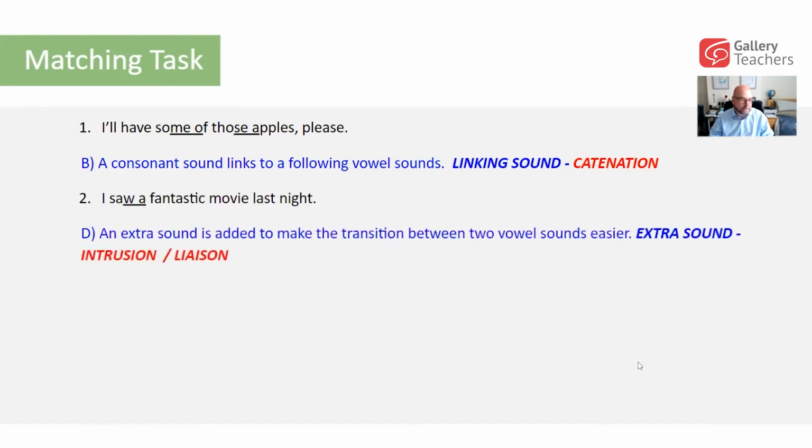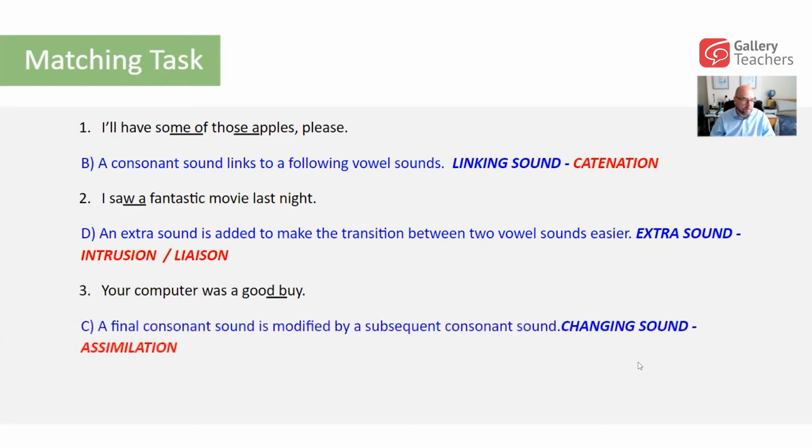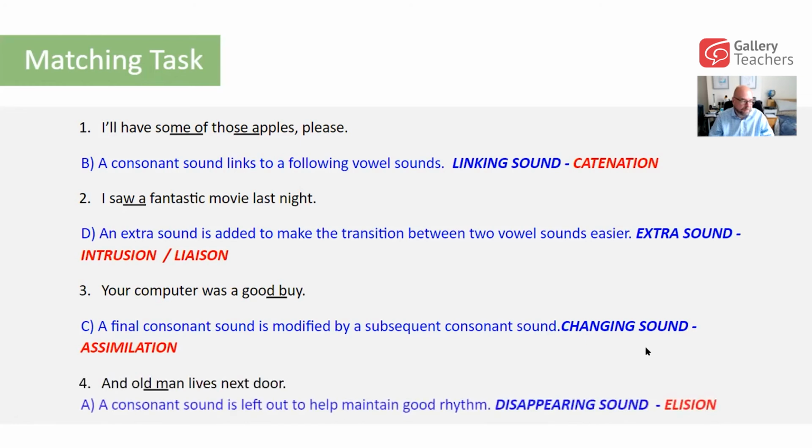Next one, the extra sound, intrusion. A sound muscles its way in, it intrudes. It's also referred to as liaison in certain circumstances. The changing sound, one gets more like the other. So the d kind of moves towards the b. So assimilation, becoming more similar. And then the final one, elision.